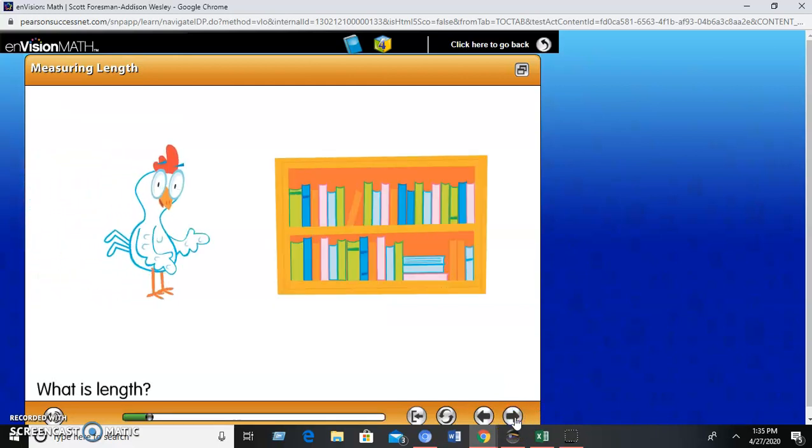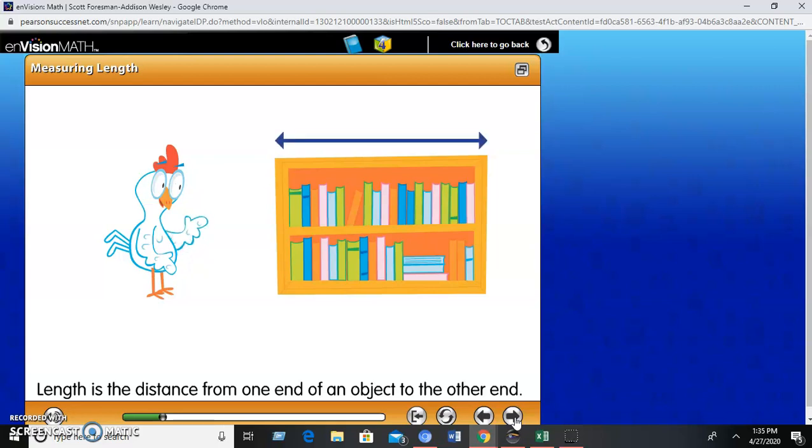What is length? Think about it. What is length? Length is the distance from one end of an object to the other end. So one end of an object to the other end.